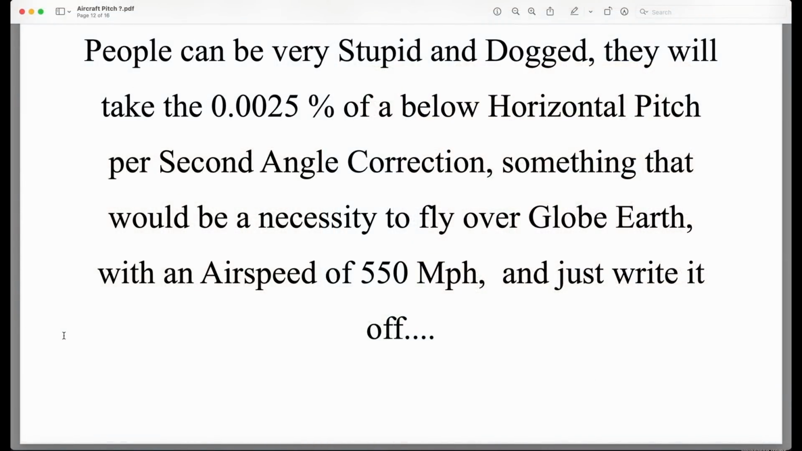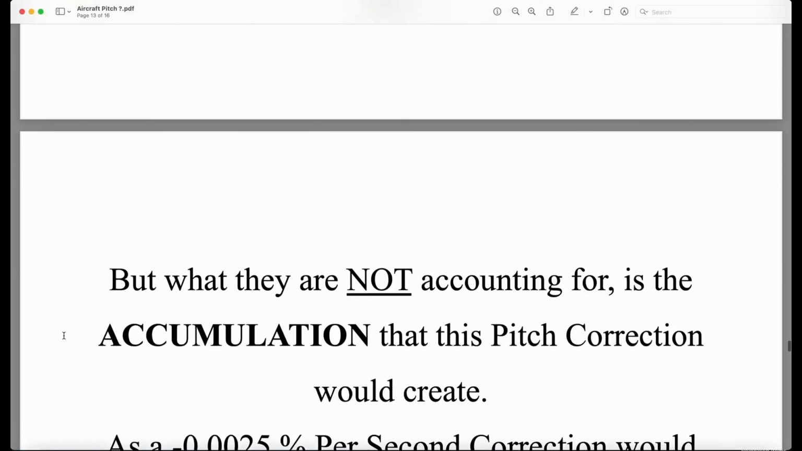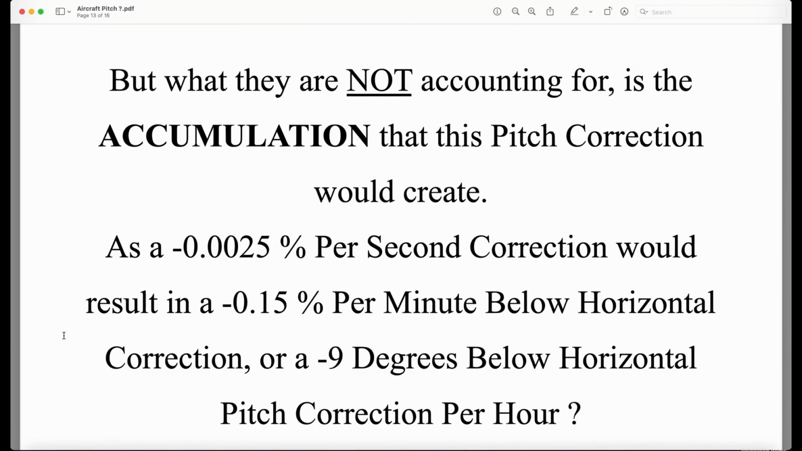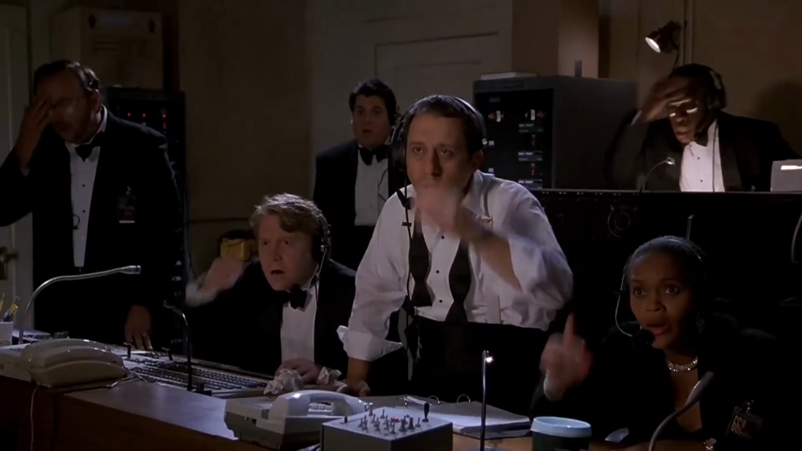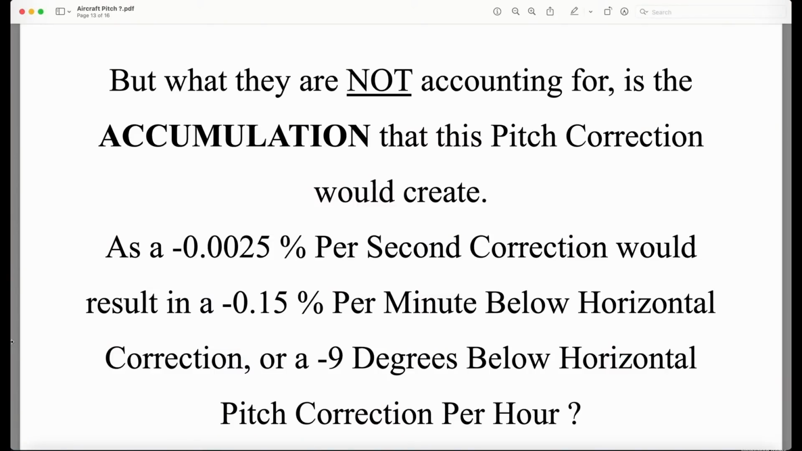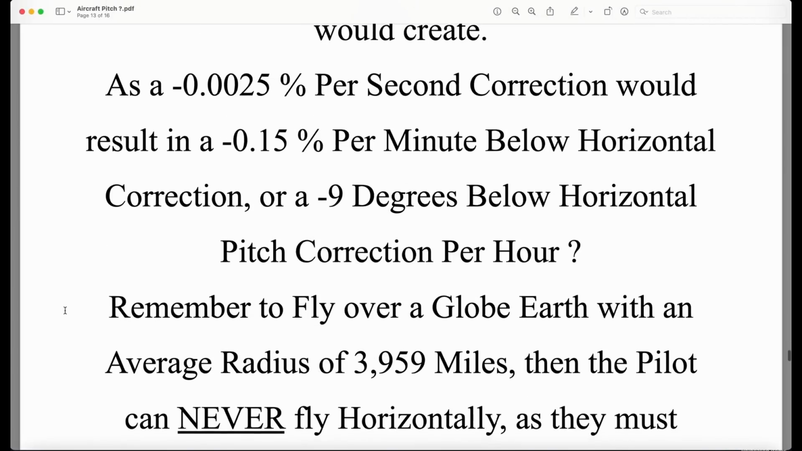Right? But you can't just write that off. I'm going to show you why you can't. Not only would you not have any lift with your angle of attack pitch below zero, and you'd be in a descent towards the ground, but there's a bigger problem. What they are not accounting for is the accumulation that this pitch correction would create. As a minus 0.0025 per second correction would result in a minus 0.15 per minute below horizontal correction, or a minus 9 degrees below horizontal pitch correction per hour.